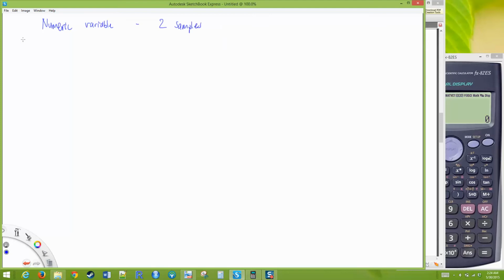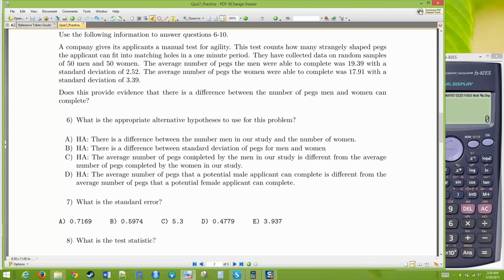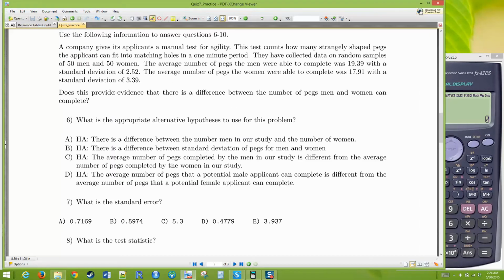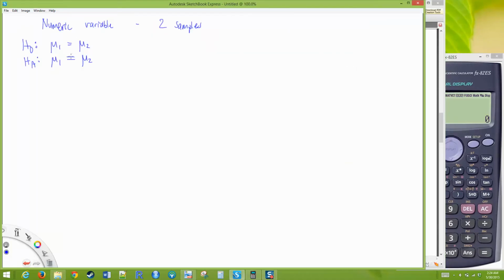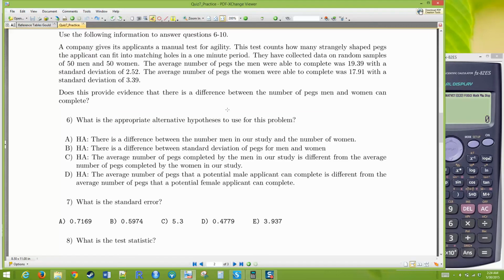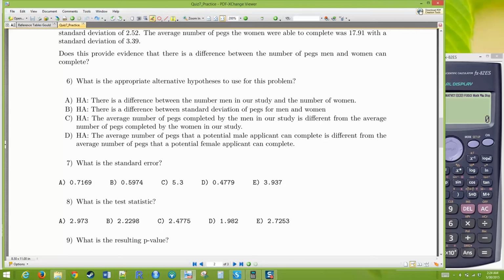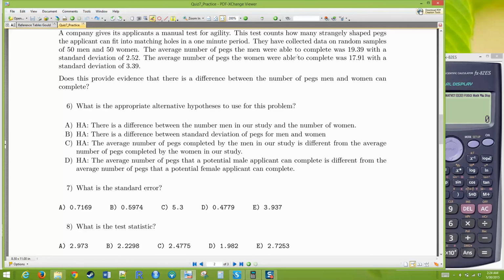So our null hypothesis we know is always going to be in the form of mu1 equal to mu2. That's going to be our null hypothesis. And the alternative hypothesis will be in the form mu1 either not equal, greater than, or less than. It says, does this provide evidence that there is a difference? So here we're going to put the difference. Reading the different alternative hypotheses, what we're looking at is the number of pegs someone can complete.